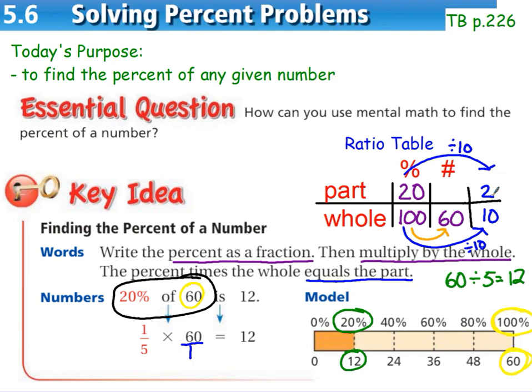Now I can go back and fill in my missing numbers. I now need to figure out how to get from 10 to 60. I know 10 times 6 is 60. So I'm going to do the same thing with the 2. 2 times 6 is 12. So I do now know what 20% of 60 is, and the answer is 12.